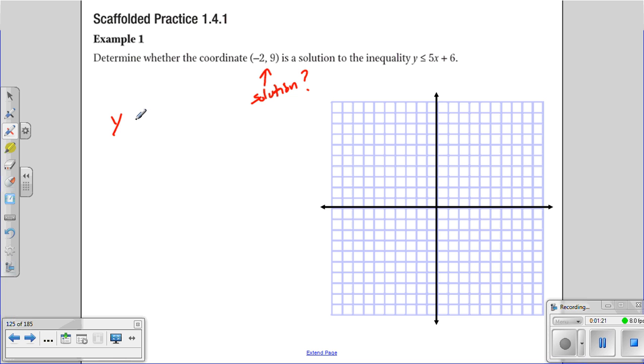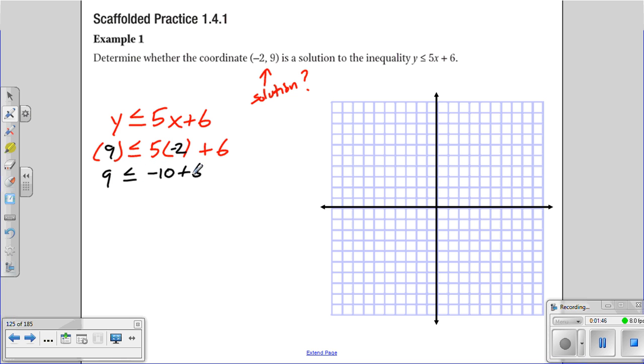The original inequality is y is less than or equal to 5x plus 6. Now we're going to substitute the x and y with these two values. I'm going to plug in -2 for x and put 9 in for y, and then simplify from there. So -10 plus 6 is -4. Now notice, is 9 less than or equal to -4? And the answer is no. So this is a false statement, which means that -2, 9 is not a solution.